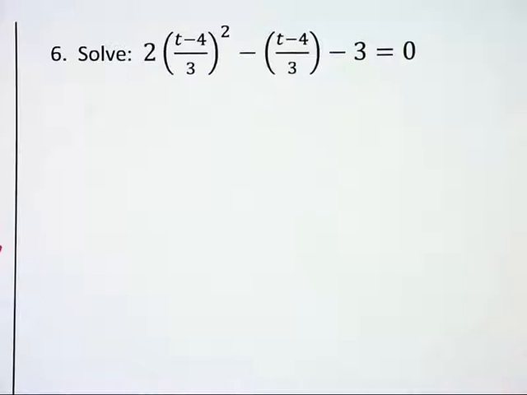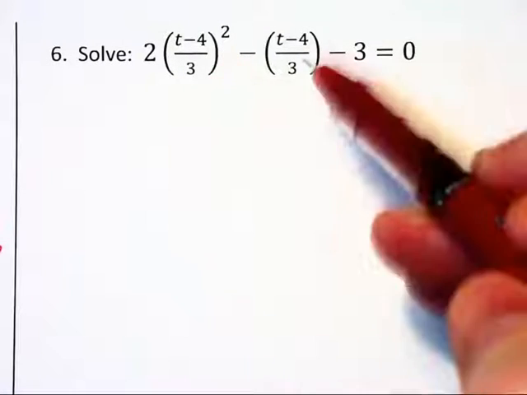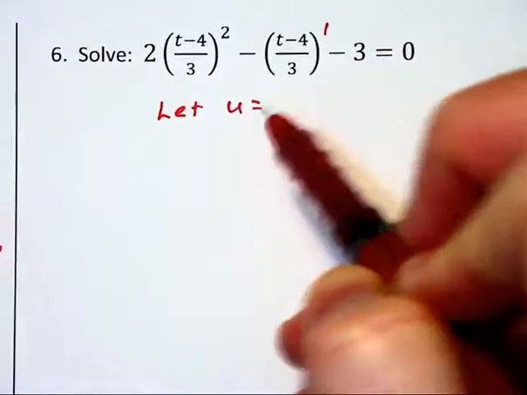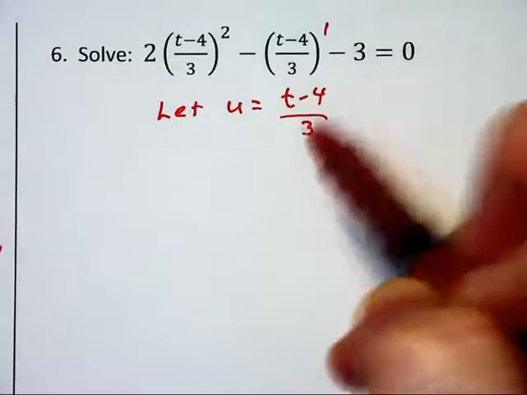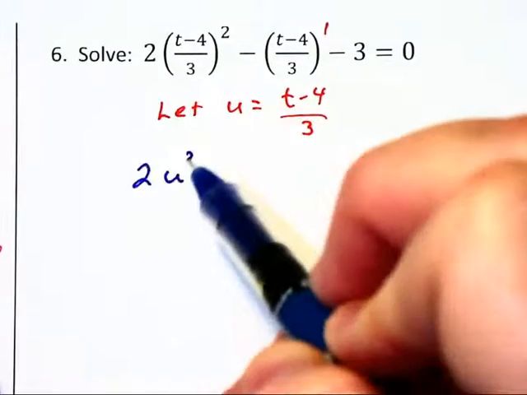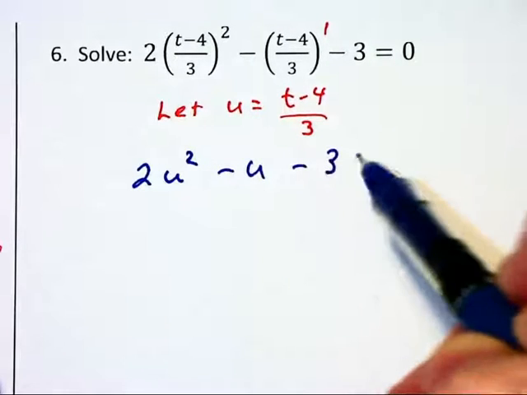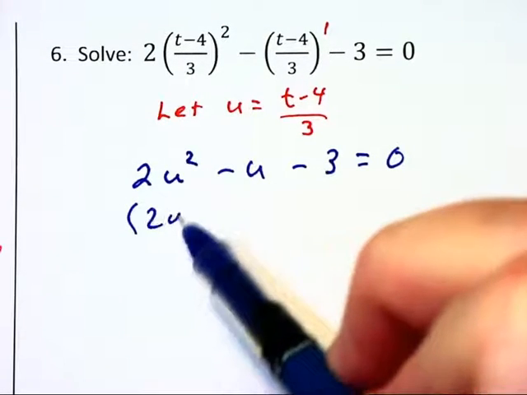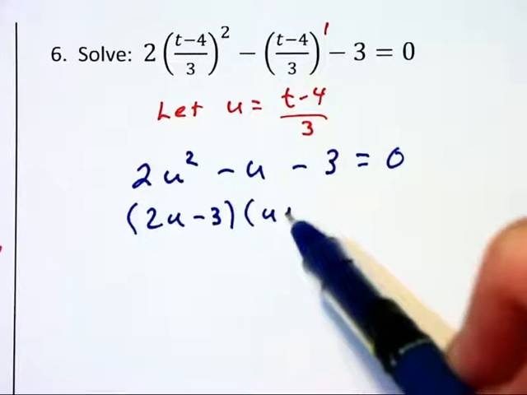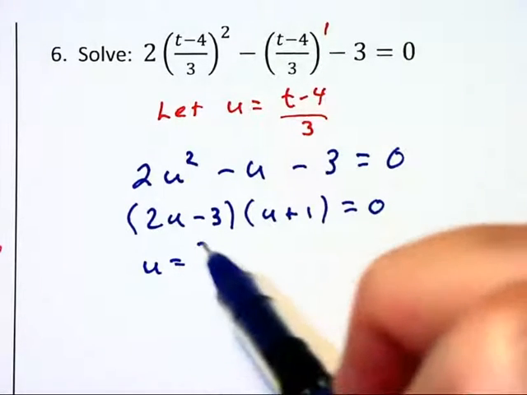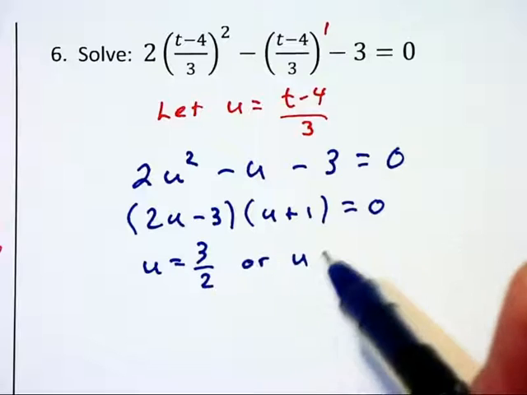We notice in this next parentheses that t minus 4 over 3 shows up twice, first to the second power, second to the first power. So I'm going to use u substitution and let u equal t minus 4 over 3. I'm going to then make that substitution to have 2u squared minus u minus 3 equals 0, and that is going to factor easily into 2u minus 3 times u plus 1. So we can see very easily that u is going to equal 3 halves, or u is going to equal negative 1.